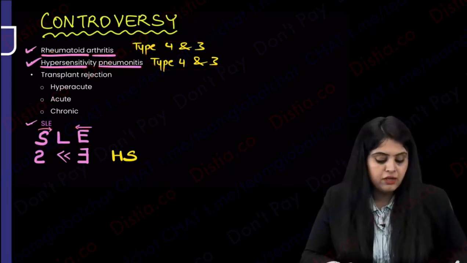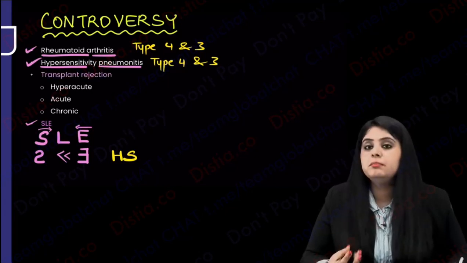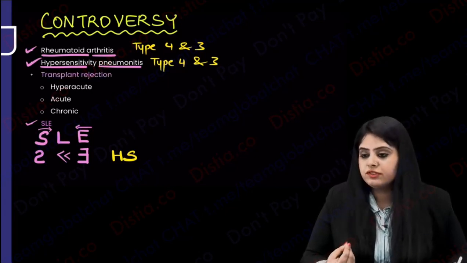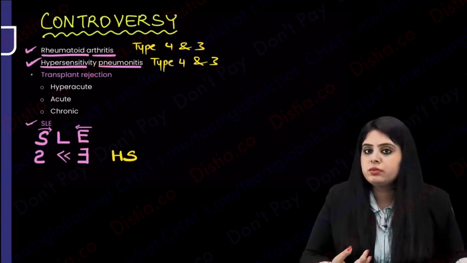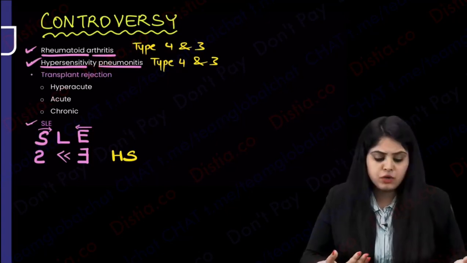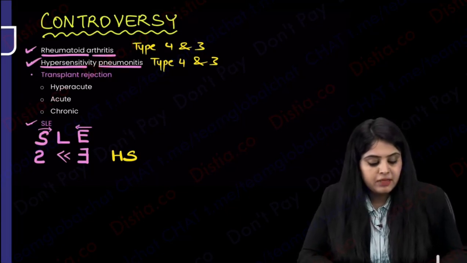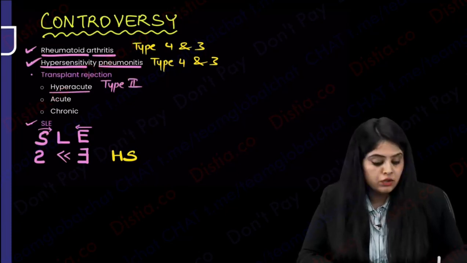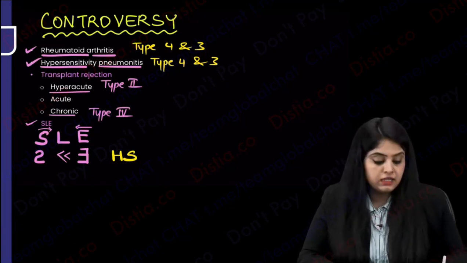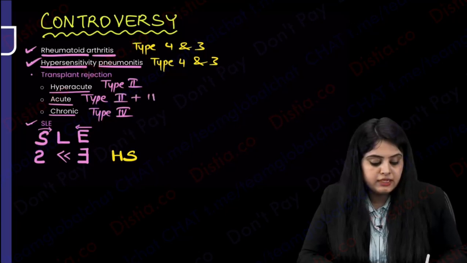Transplant rejection. For the time being, I will have to just mug it out for you. Just say it out, because if you've read the transplant section, you will understand this. But if you've not, abhi ke liye pad lo. When I go to the transplant section or when you start reading those lectures, you will automatically understand. Hyperacute rejection is type 2 hypersensitivity. Chronic rejection is type 4 hypersensitivity. And acute is a combination of the two. It is a little bit of type 2 and a little bit of type 4.